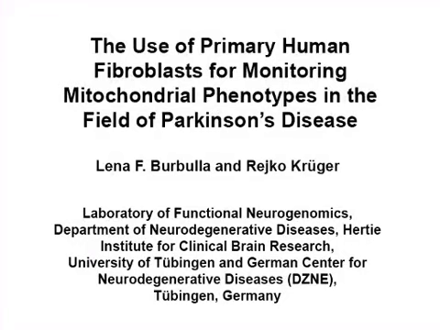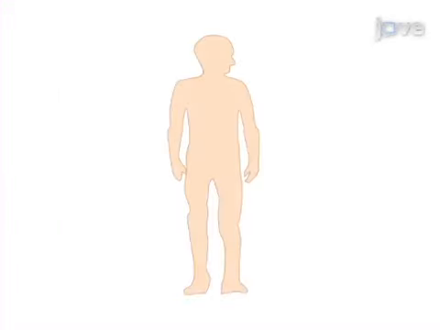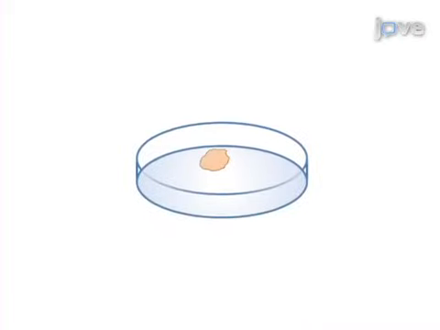The overall goal of the following experiments is to study disease-associated mitochondrial phenotypes in human fibroblasts using a live cell imaging technique. This is achieved by first obtaining a skin biopsy and preparing it for tissue culture.